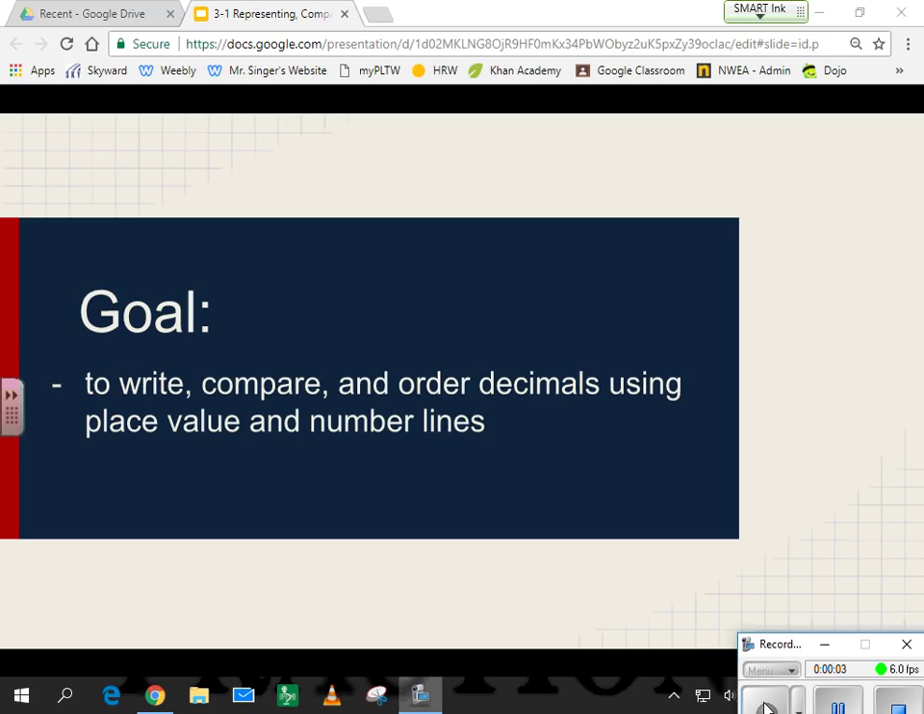All right, it's time for our next unit here in math, and this one's going to be about decimals. So our first goal is to write, compare, and order decimals using place values and number lines to make sure you really understand that. Write this down along with today's date and page number, new unit, new effort.